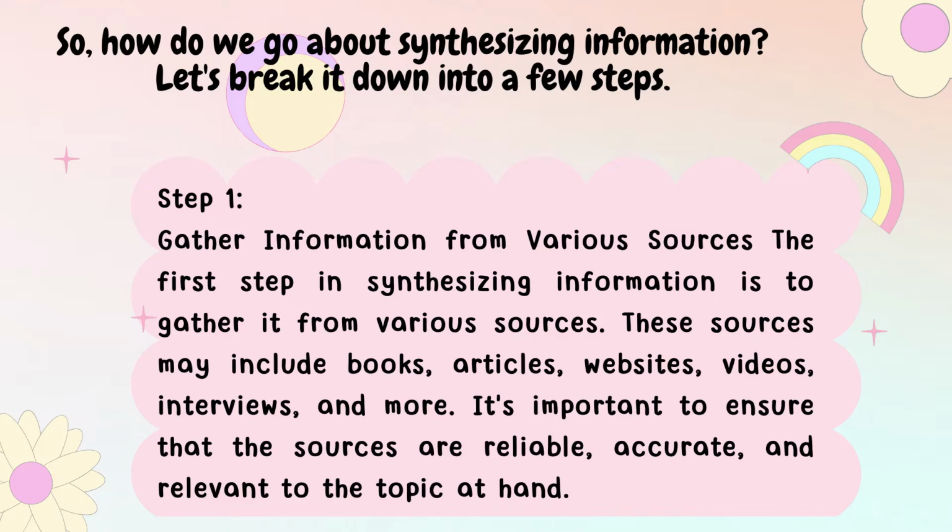So, how do we go about synthesizing information? Let's break it down into a few steps. Step 1. Gather information from various sources. The first step in synthesizing information is to gather it from various sources. These sources may include books, articles, websites, videos, interviews, and more. It's important to ensure that the sources are reliable, accurate, and relevant to the topic at hand.